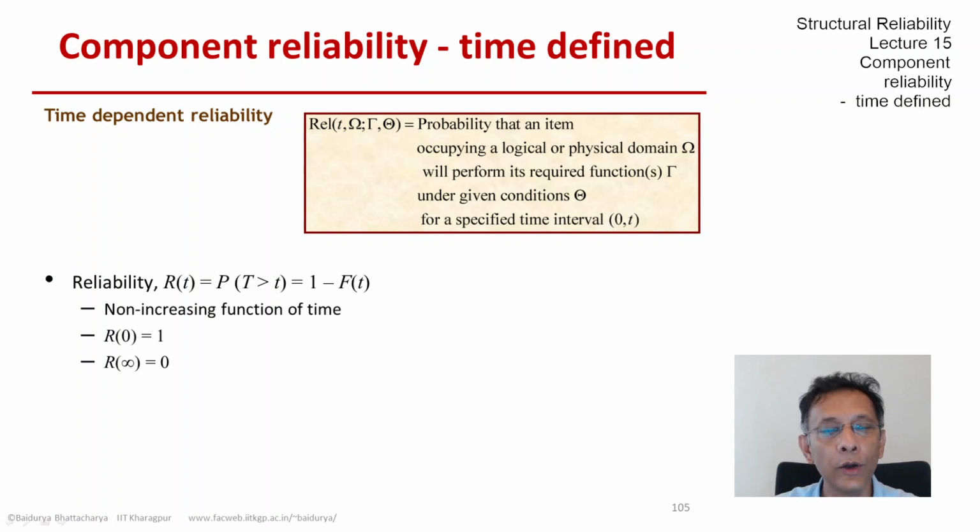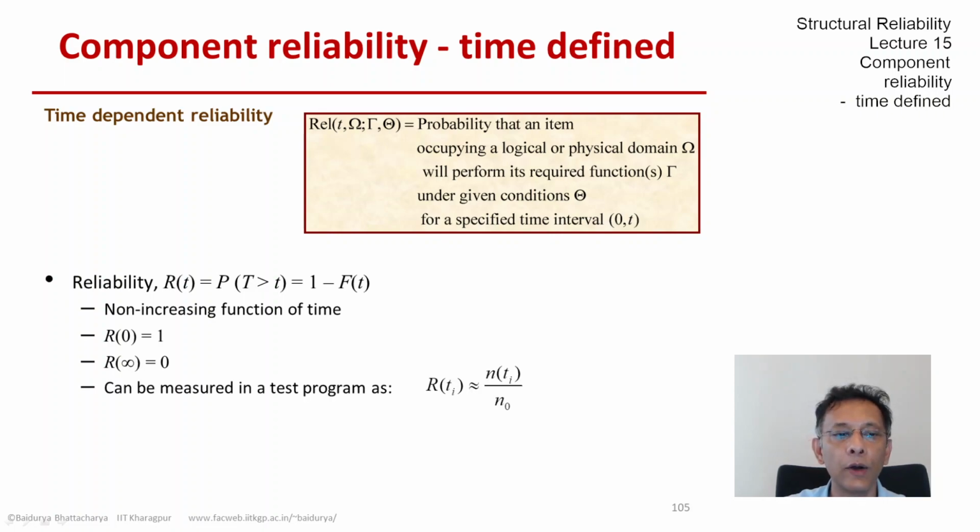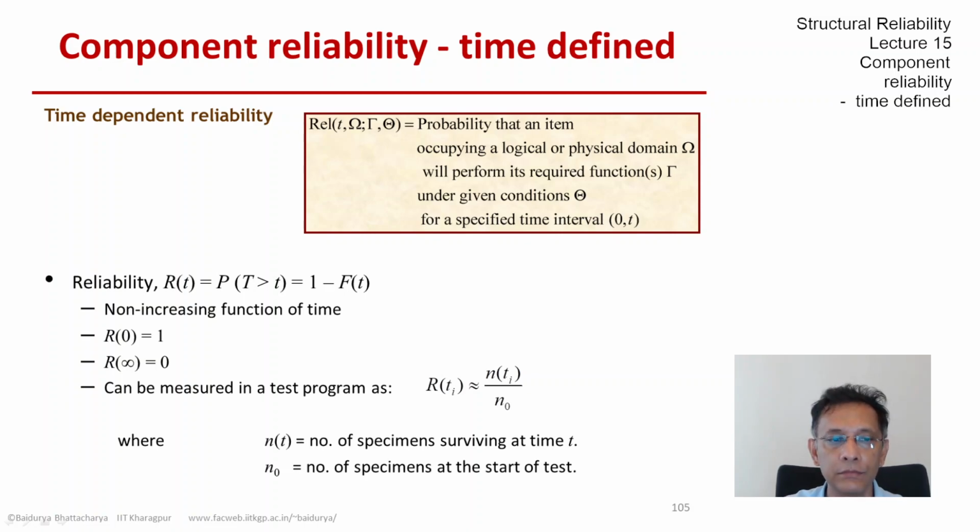It starts with 1 at time 0. We are defining the time axis only for positive values, and at infinity, at very large times, the reliability would fall to 0. We can measure it in a test program as the ratio of the items that are surviving at the instant in question. So this way we could get R as a function of time, discrete estimates of R from a test program. And N(t) is the number of specimens surviving, and N0 is the original number of specimens that we started with.